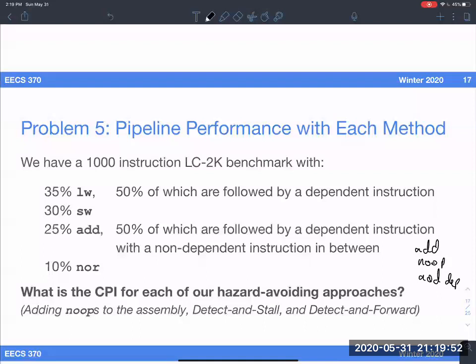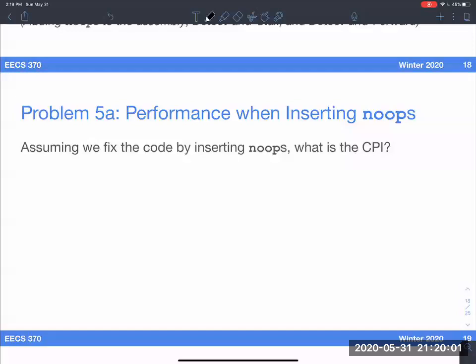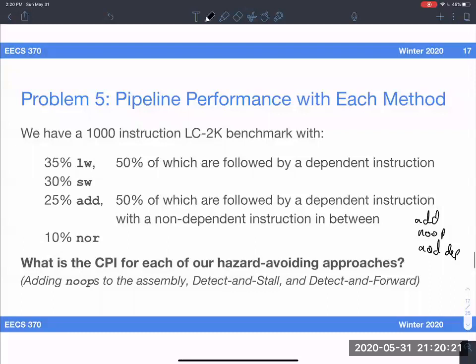So let's assume that we fix the code by inserting NOPs. What is the CPI? First, we have to figure out how many dependent instructions we add. We have 35% of our instructions are LWs. And we remember from above that 50% are followed immediately by a dependent instruction. So that means we need to insert 2 no-ops.